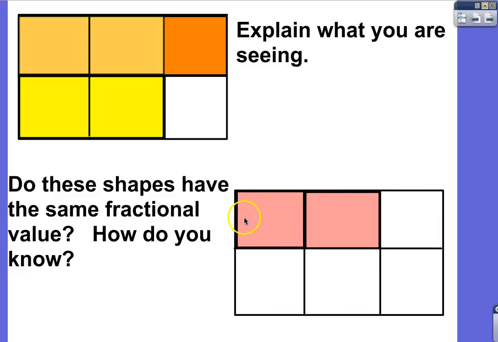So do these shapes have the same fractional value? Yes. How do you know? They each represent 2 out of 6 that are shaded. This is what I'm looking at with the top shape, more of a tangerine color rather than the orange or the yellow. And this just has the peach color in these two over here. So I am most certain that you were all able to get this with no problem at all.